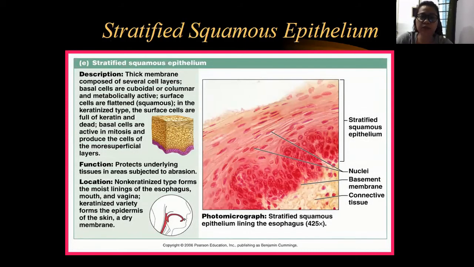Now how about its description? It is a thick membrane composed of several cell layers. Basal cells are cuboidal and columnar, and metabolically active surface cells are flattened. So some are squamous, some are cuboidal, some are columnar. Some are keratinized and full of keratin, and dead. Basal cells are active in mitosis and produce the cells of the more superficial layers.